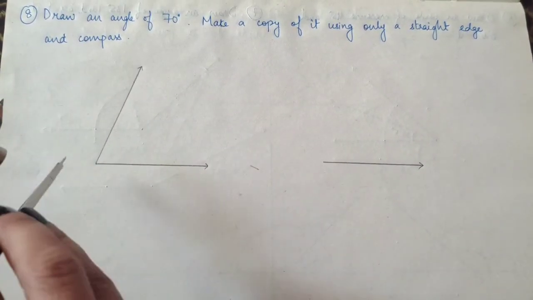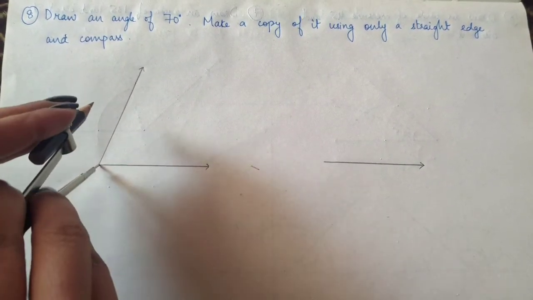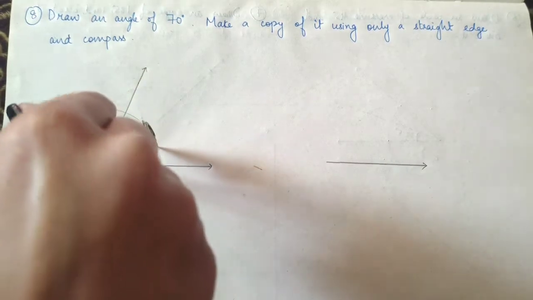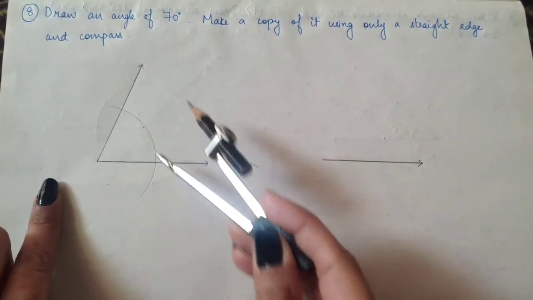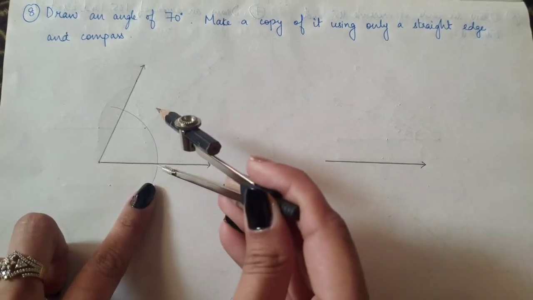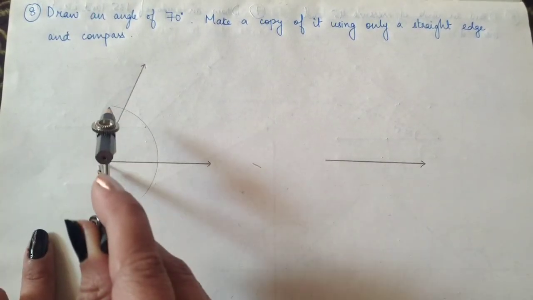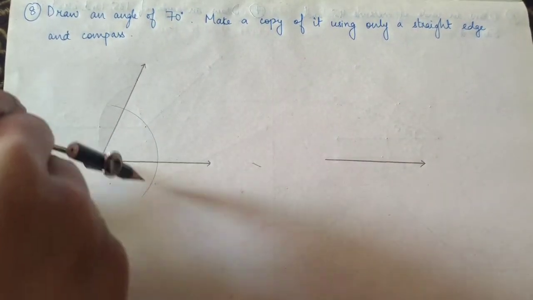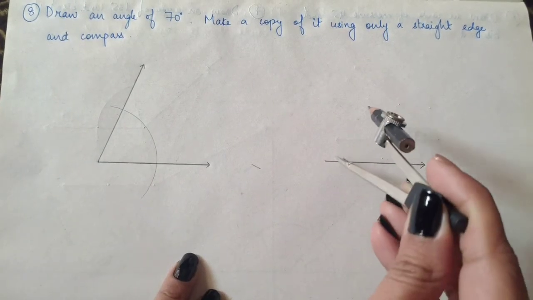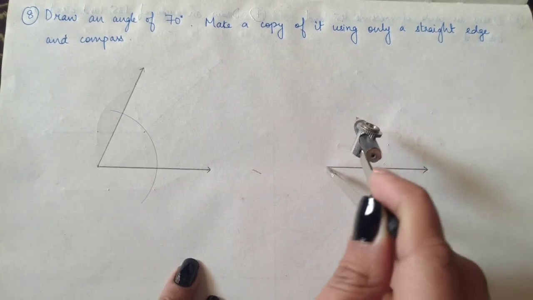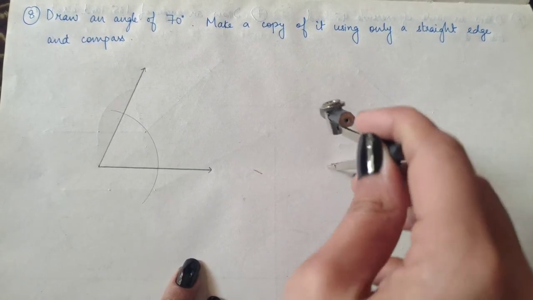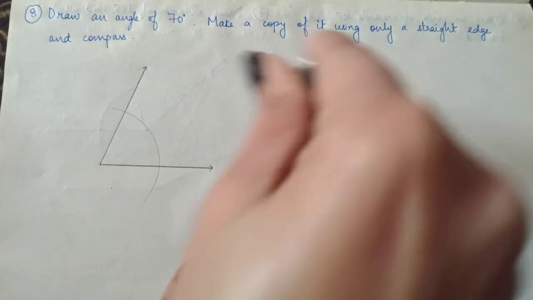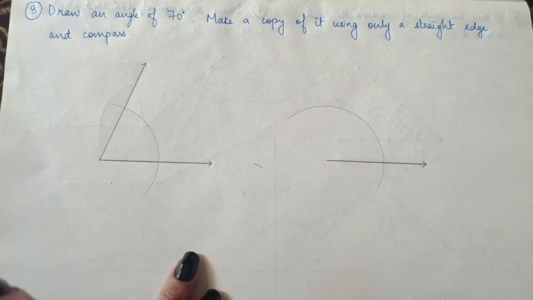First we'll keep the pointer on the vertex of this angle and open the compass through any radius we want, and we'll draw an arc like this, so that we get two intersection points, one this and this. So we kept our pointer here, opened it through any radius we want and drew an arc. Without disturbing it, keeping it at the vertex of the new angle, we'll draw an arc like this with the same opening that we used to draw this arc. Fine, that's the first step.